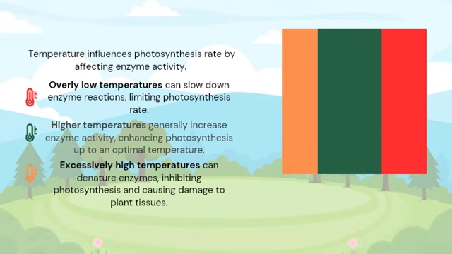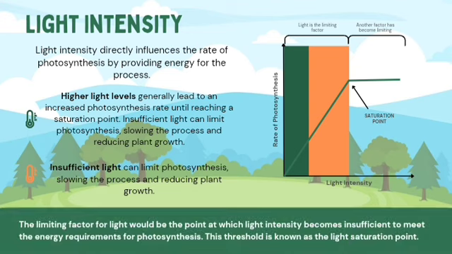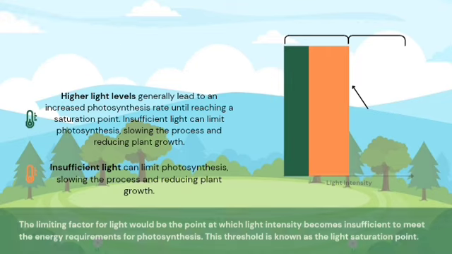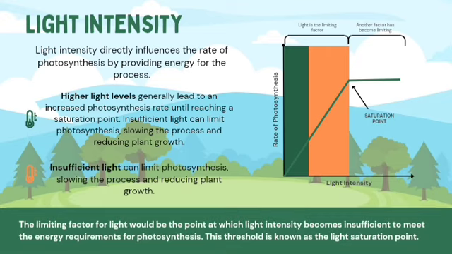Light intensity. Light intensity directly influences the rate of photosynthesis by providing energy for the process. Higher light levels generally lead to an increased photosynthesis rate until reaching a saturation point. Insufficient light can limit photosynthesis, slowing the process and reducing plant growth. The limiting factor for light would be the point at which light intensity becomes insufficient to meet the energy requirements for photosynthesis. This threshold is known as the light saturation point.